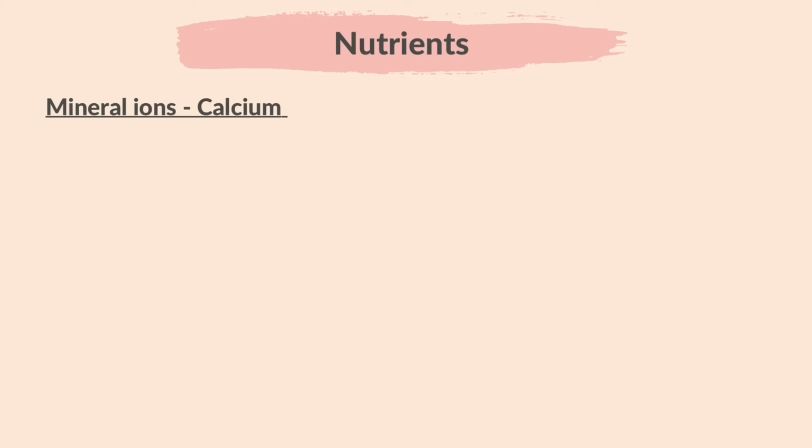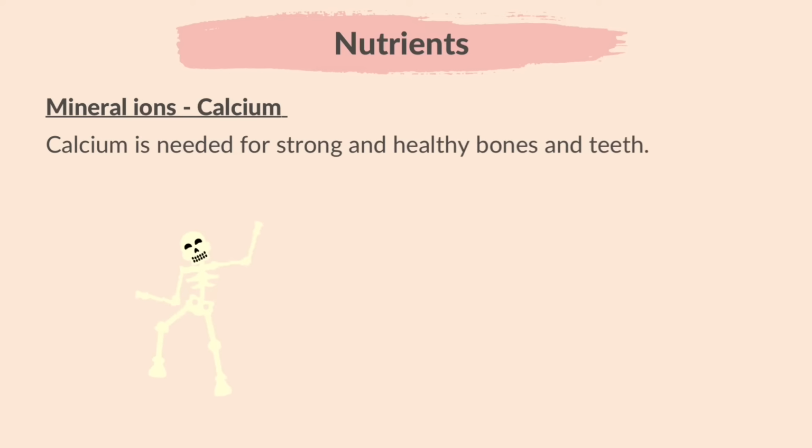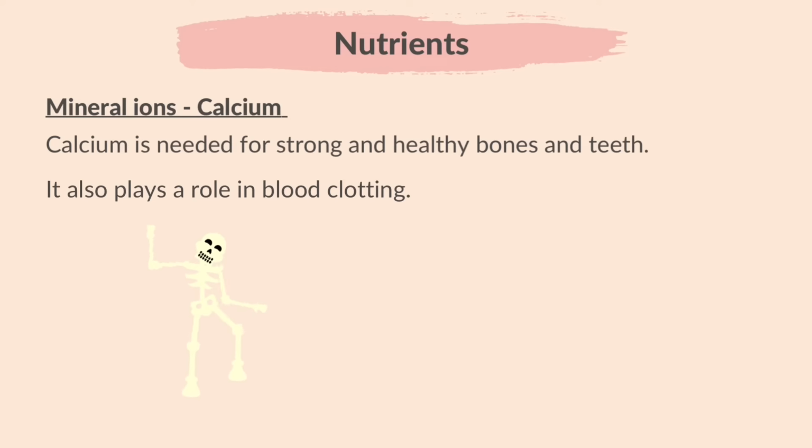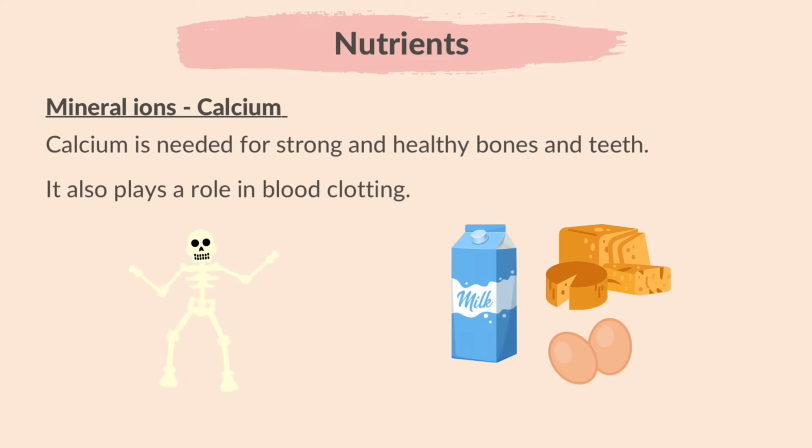Mineral ions like calcium are also essential for human nutrition. Calcium is needed for strong and healthy bones and teeth. It also has a role in blood clotting. Milk, cheese and eggs are examples of foods rich in calcium.